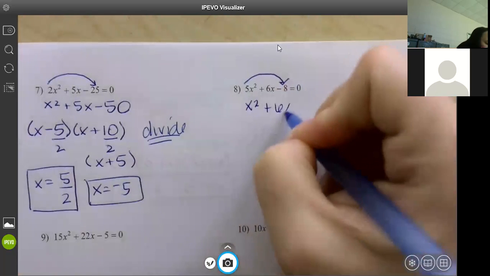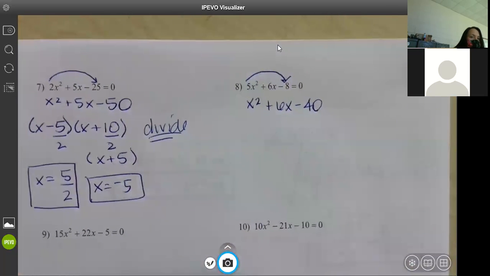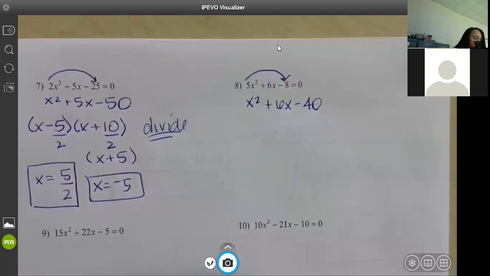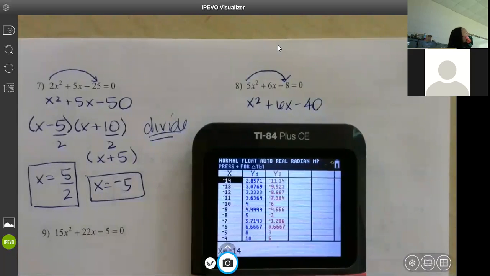X squared plus 6x minus 40. Factors of negative 40 that add to 6. I'm lazy, so I'm going to put it in my calculator. I'm telling you, I do this a lot just because I don't want to think. I feel like it goes faster if I put it in my calculator rather than me sitting here going through all the factors. And you get your calculator the entire test, so it's not a big deal that you use it, okay? It also keeps me from making a dumb mistake, I feel like.